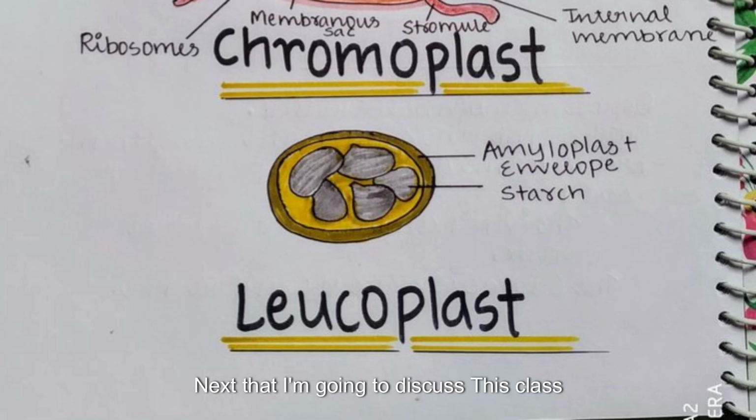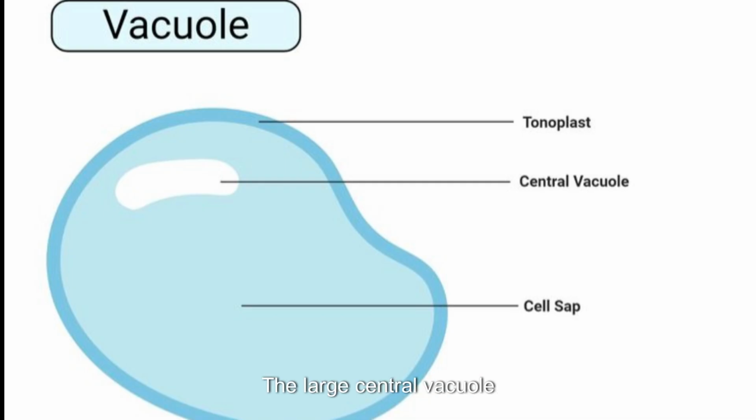Next, I'm going to discuss the vacuole. The large central vacuole is surrounded by its own membrane and contains water and dissolved substances. Its primary role is to maintain pressure against the inside of the cell wall, giving the cell shape and helping to support the plant.